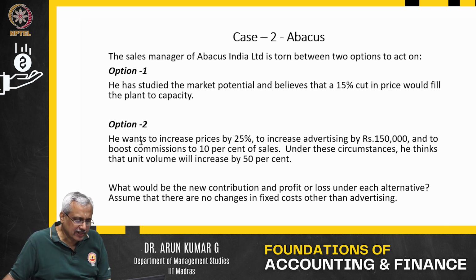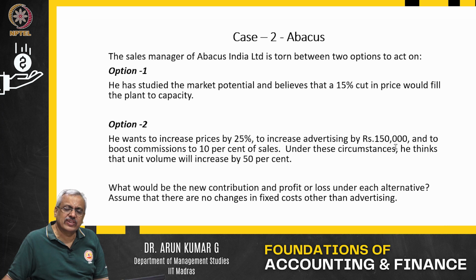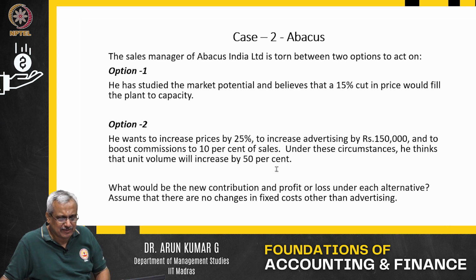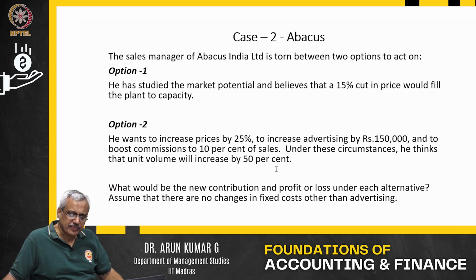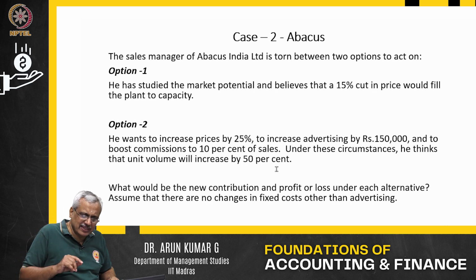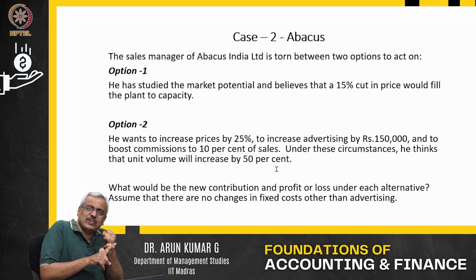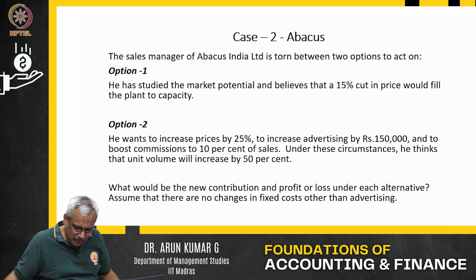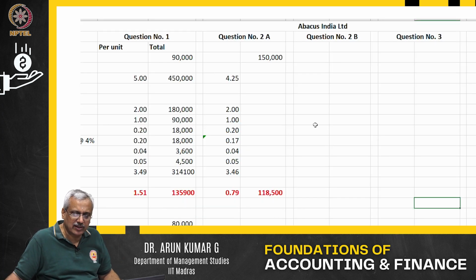Let us look at the other option. He wants to increase the price by 25%, increase the advertising by 1,50,000, and boost the commission on sales to 20%. Under these circumstances, he thinks the unit volume will increase by 50%. So what are the three things? Price increase is 25%, advertising budget is 1,50,000 more, commission is 10% more, and my sales is going to be 50% more. Let us go to the Excel and see if we can work on all that.